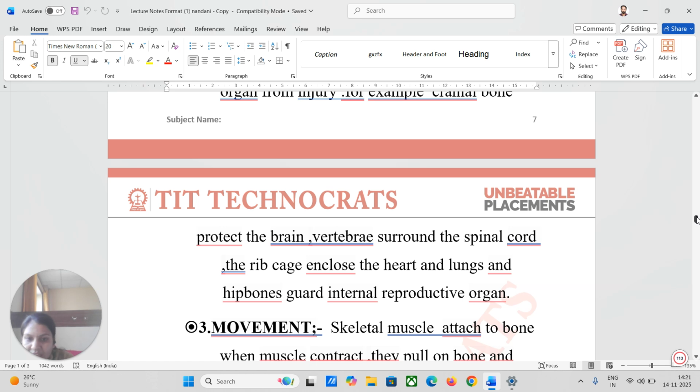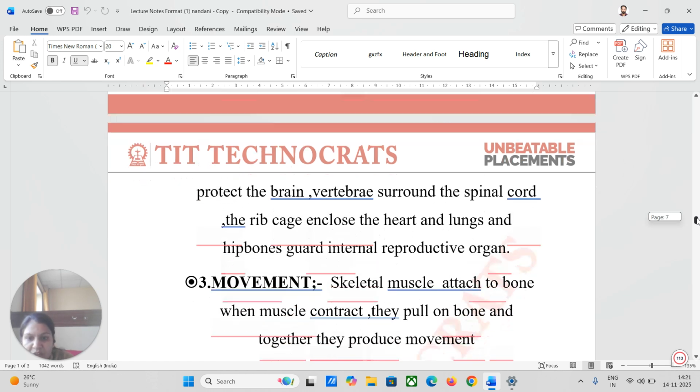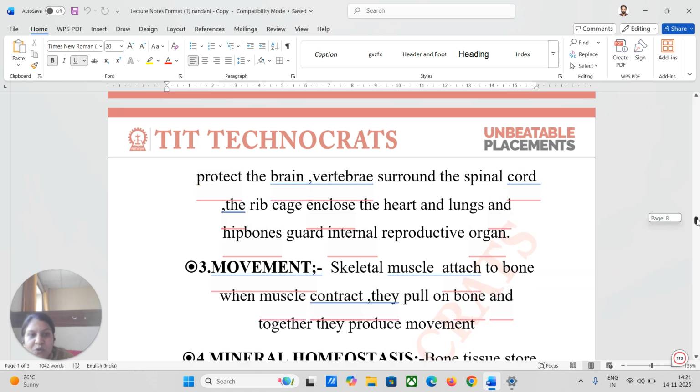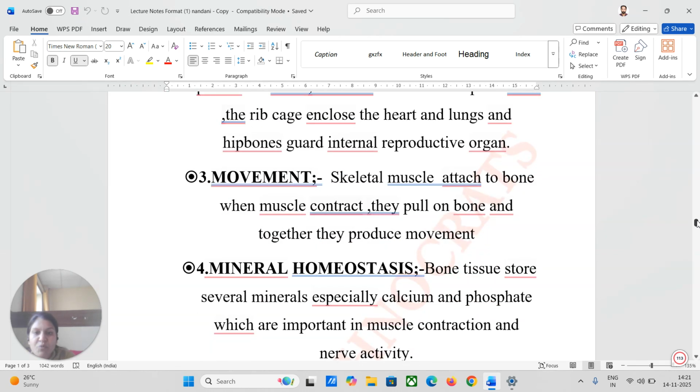Then the third function is movement. Skeletal muscles are attached to bone. When muscles contract, they pull on the bones and together they produce movements.